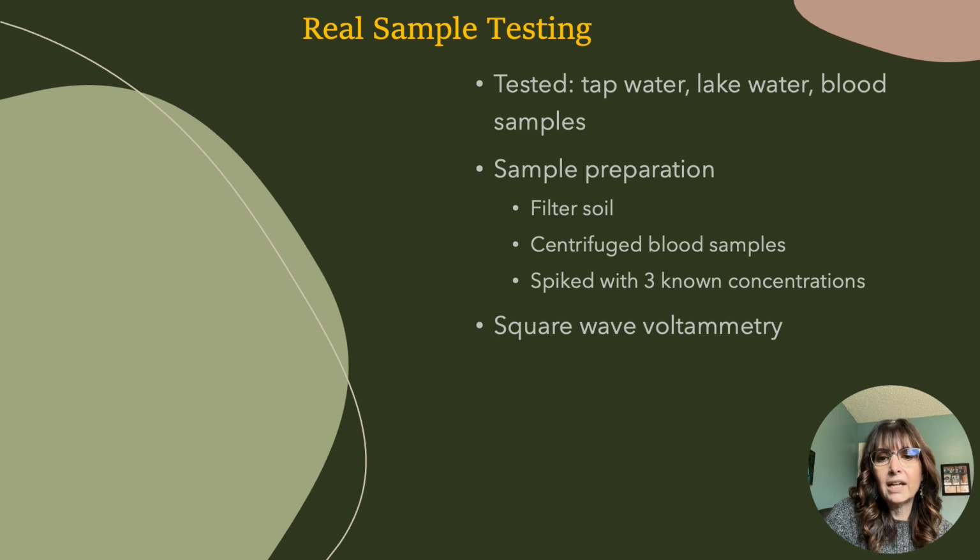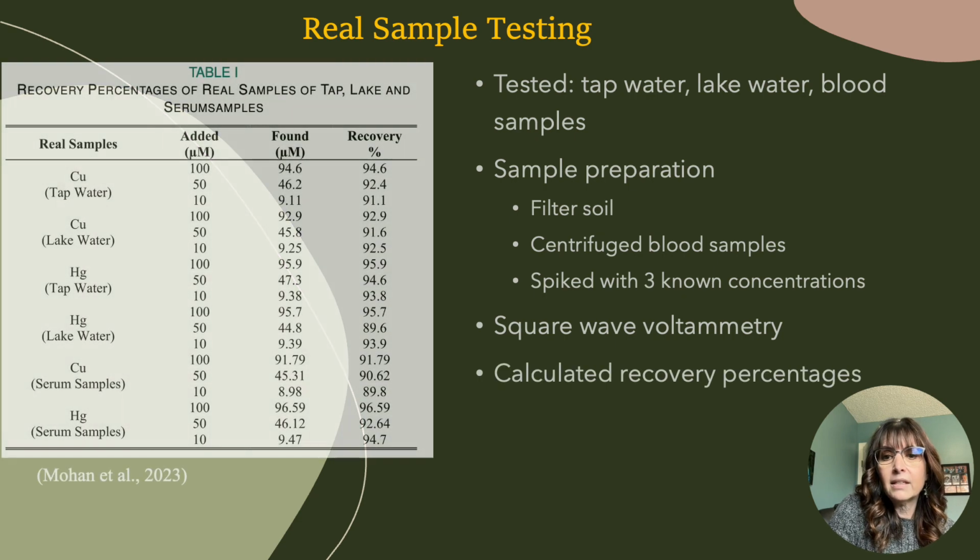The researchers again used square wave voltammetry and the results to find the recovery percentages. This standard addition approach resulted in high percentage recoveries for mercury and copper in all 3 samples. So they knew that their device was working and giving them valid results.